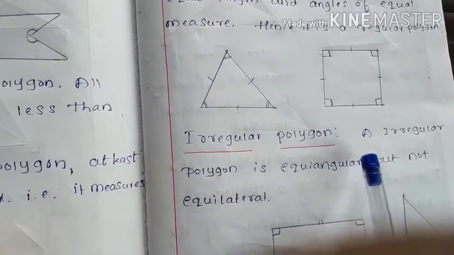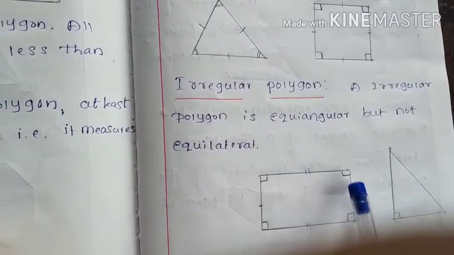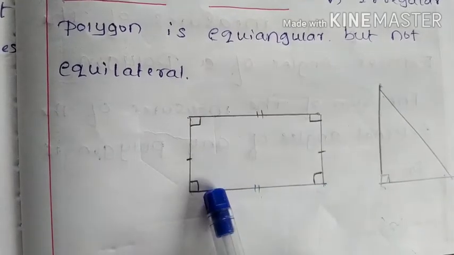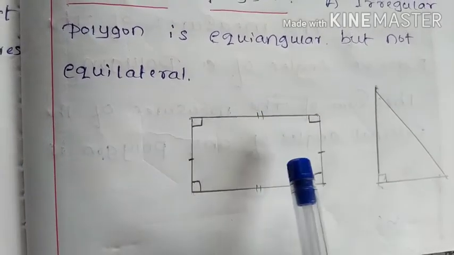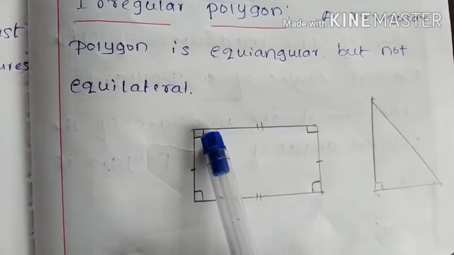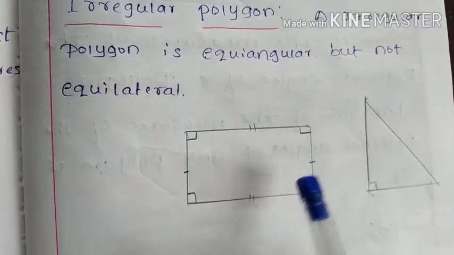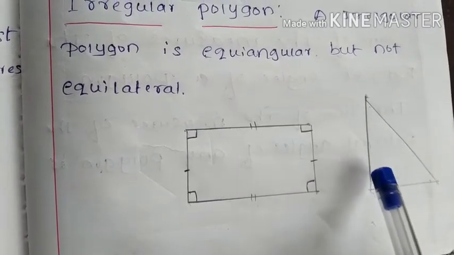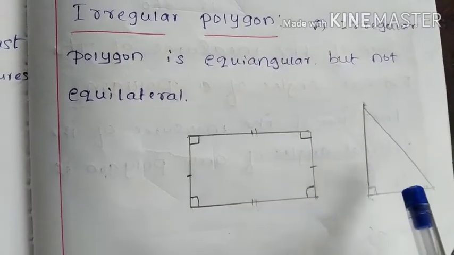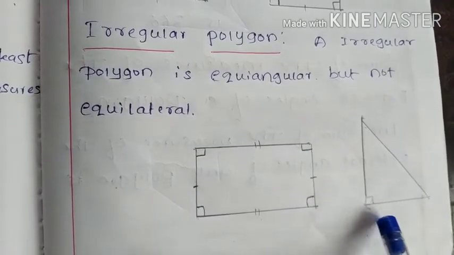Next, irregular polygon. An irregular polygon is not equiangular and not equilateral. So this is one rectangle here. In this rectangle all the angles are equal to 90 degrees. Opposite sides are equal here. So this is an irregular polygon because all the sides and all the angles are not equal. So in this triangle, here also this is 90 degrees but all the angles are not equal to 90 degrees and all the sides are not equal. So this is also an irregular polygon.